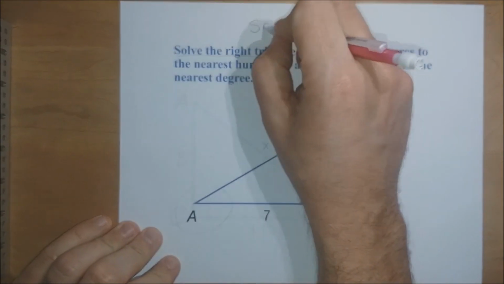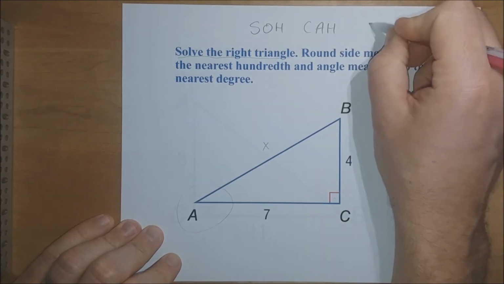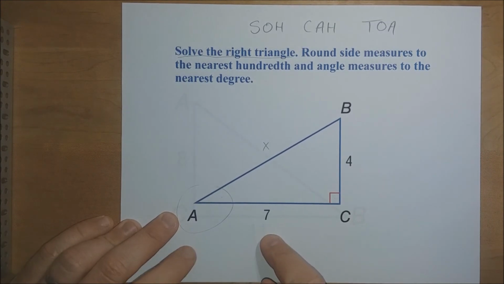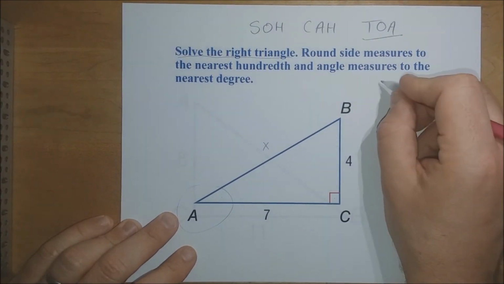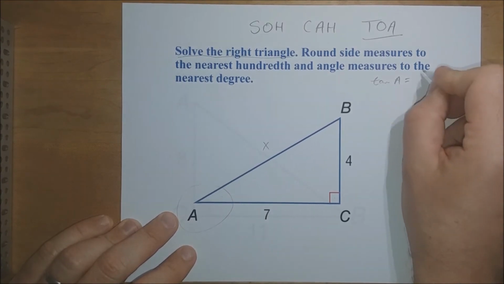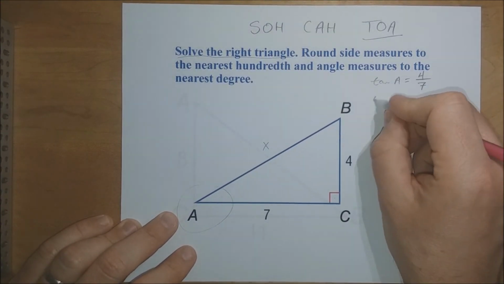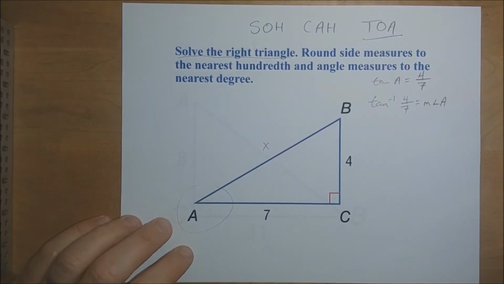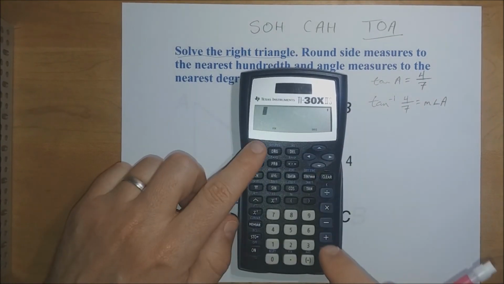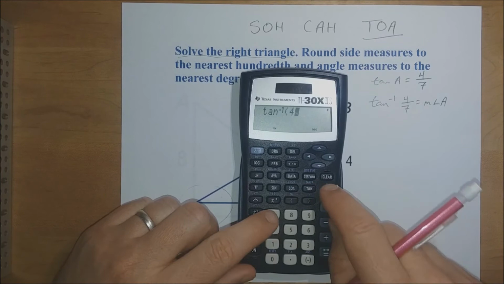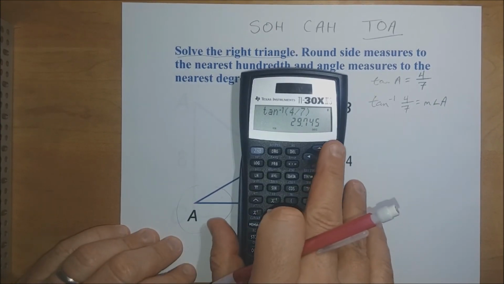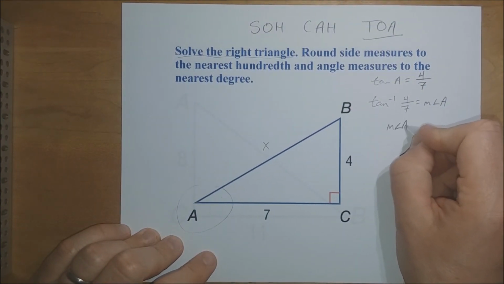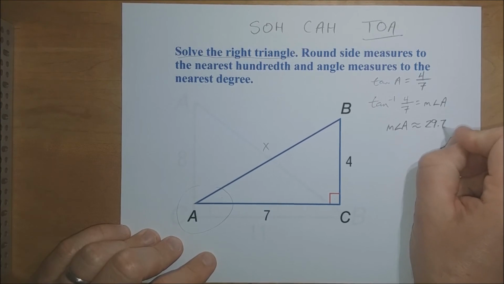Well, don't forget SOH CAH TOA. With respect to angle A, I know the opposite and the adjacent. So I want to use tangent. The tangent of angle A is 4/7. So that means the inverse tangent of 4/7 should equal the measure of angle A. Now let's see what we get there. Second function tangent, 4/7. And we get 29 point, I'm going to round it to the nearest hundredth. The measure of angle A is approximately 29.75 degrees.